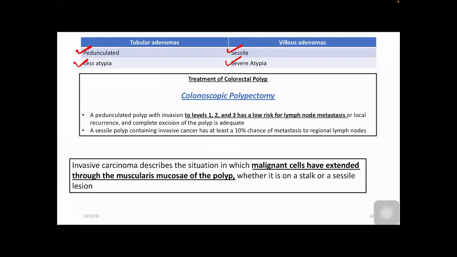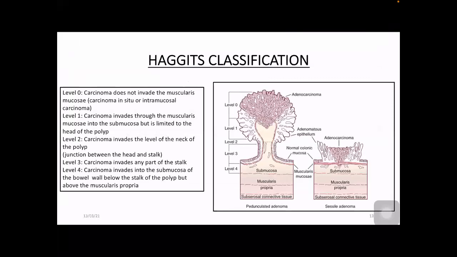After the colonoscopic polypectomy, you have to make sure you analyze the histology of the tumor and analyze the depth of invasion of the atypia or malignancy, whatever it is. So how do you analyze the depth of invasion of the tumor? It is done by Haggitt's classification. Okay, so what is this Haggitt's classification? You see this first slide. This is a pedunculated adenoma. The colored areas are malignant cells.